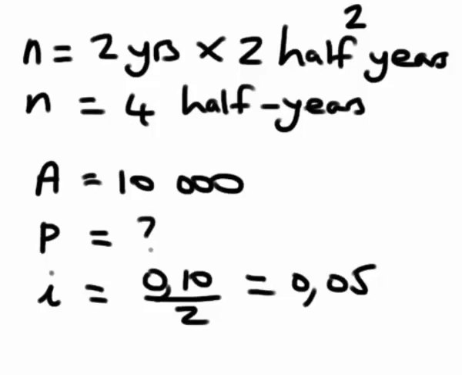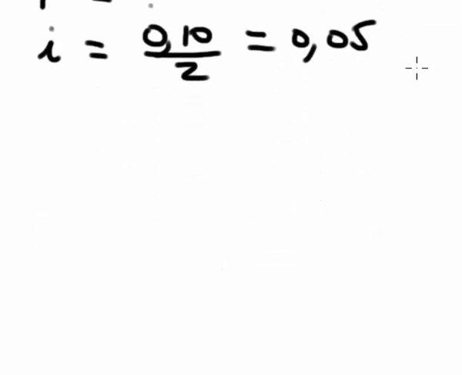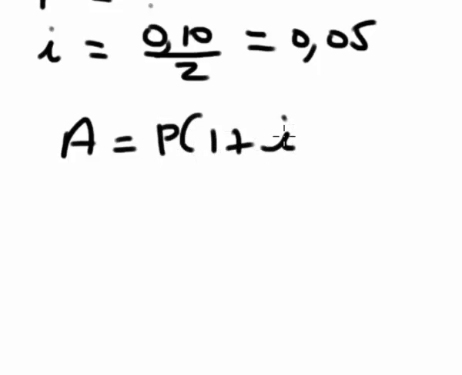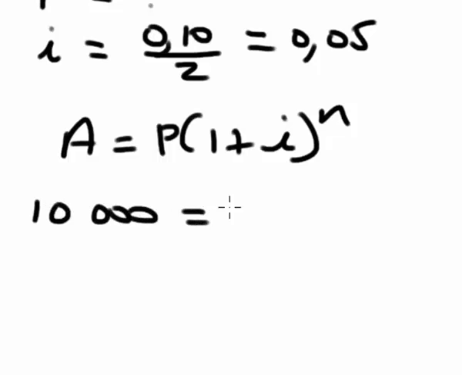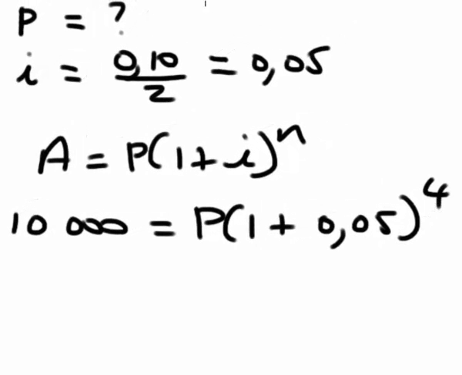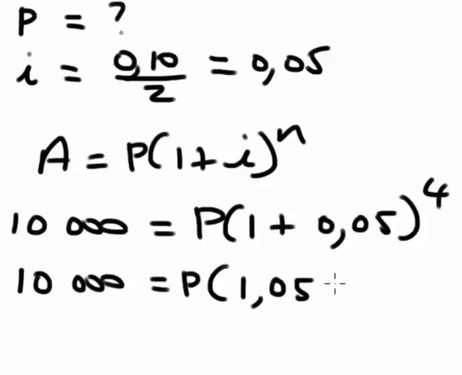Okay, and then if we use our compound formula, which says A is equal to P into (1 plus i) to the n, we know that A is 10,000, the P is unknown, but it's (1 plus 0.05) to the 4. 4 half years and 0.05. Then if we work that out, what do we get? We get 10,000 is P times this 1 plus 0.05, which is clearly 1.05 to the exponent 4.